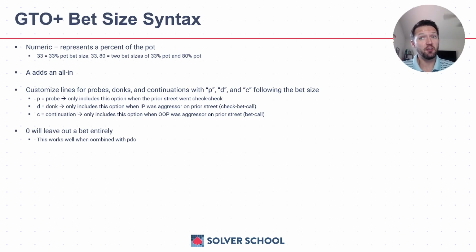This actually works really well when combined with those PDC options. So if I didn't want a player to have a donking option, I can put in 0D, and that's going to leave out any betting lines for the scenarios when a donk option arises. So let's jump over into GTO Plus and take a look at how that operates within the software.